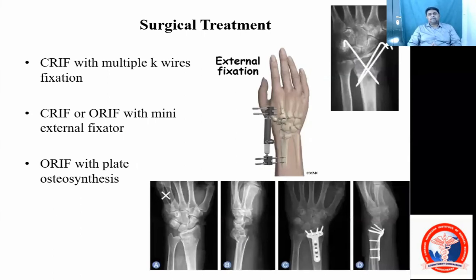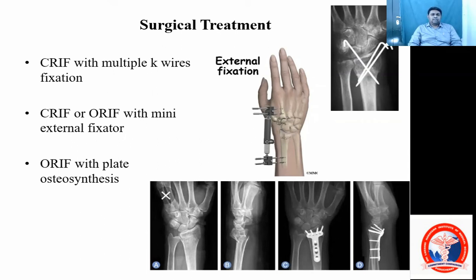So surgical treatment, you can do a closed reduction with multiple K-wire fixation. Under C-arm guidance, you anesthetize the patient, and then you give traction, counter traction, reduce by closed manipulation, and then you pass percutaneous K-wires from the radial styloid into the proximal shaft of the radius.